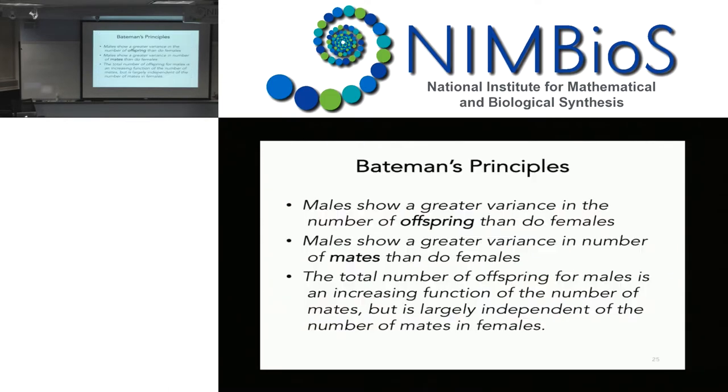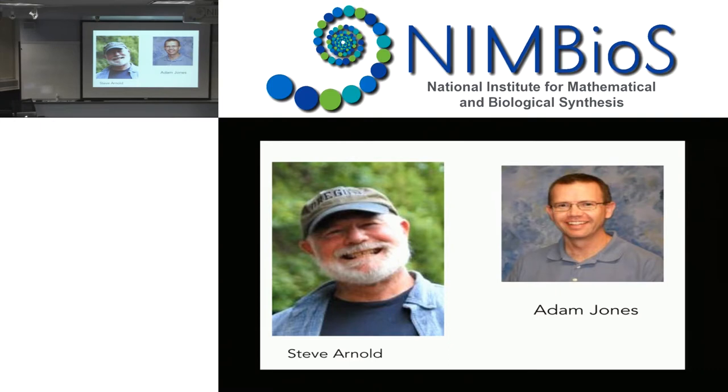And the key feature about sexual selection is this third thing. If variance in number of mates does not influence number of offspring, there's no sexual selection. So you have to have a couple things happening. Number one, variance in number of mates. Number two, variance in offspring. And number three, a connection where more mates equals more offspring. So let's, again, unpack that a bit.